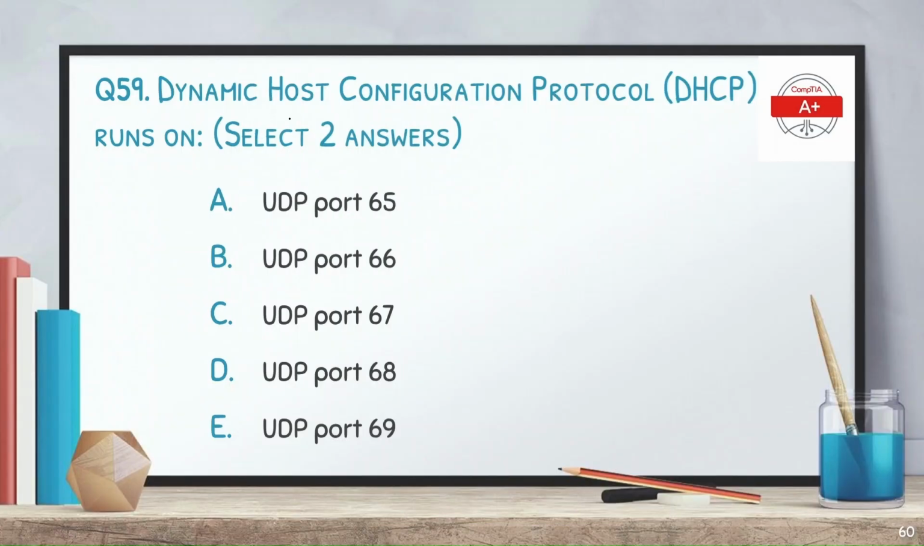Question number 59 is that Dynamic Host Configuration Protocol, DHCP, runs on, and we have to select two ports. And the options are A. UDP port 65, B. UDP port 66, C. UDP port 67, D. UDP port 68, and E. UDP port 69. And the correct options are UDP port 67 and UDP port 68.